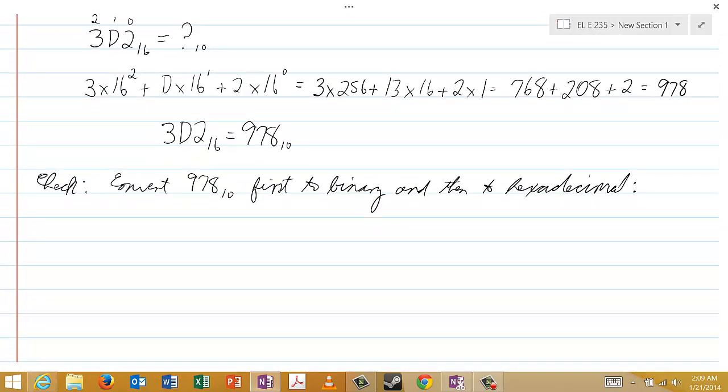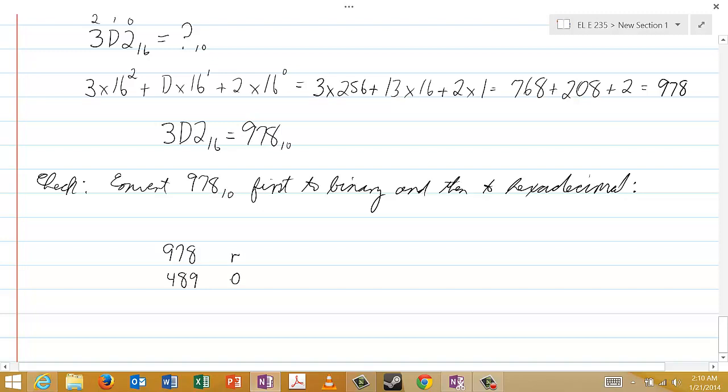So first we're going to go from 978 base 10 to binary. There's no fractional part, so there's just a whole number part, 978. And we'll have a remainder column. Let's see how this goes. If we divide 978 by 2, we get 489 with a remainder of 0.